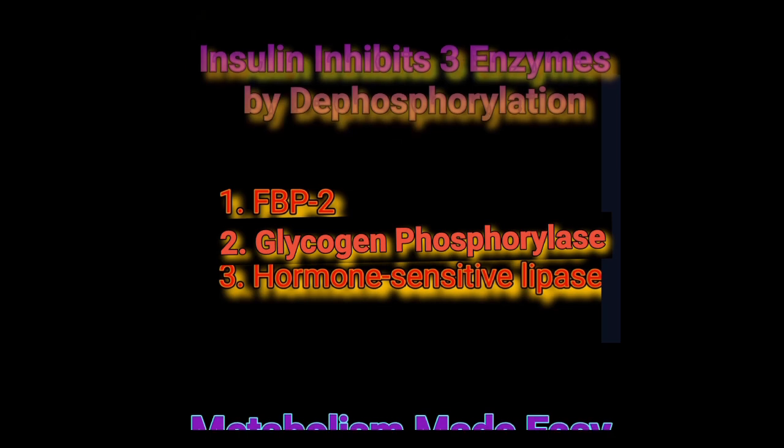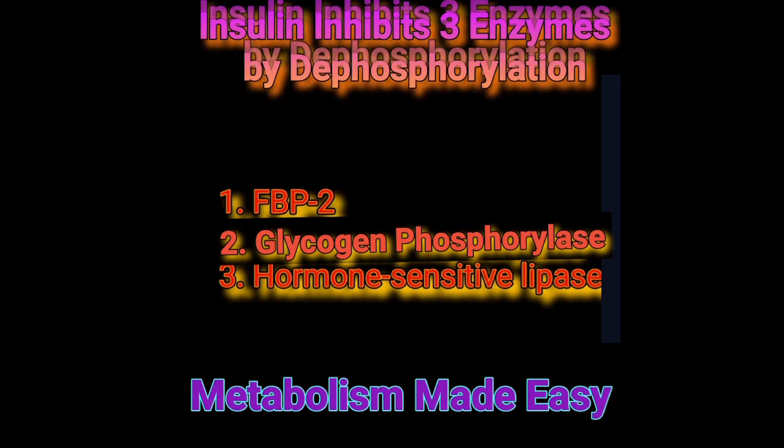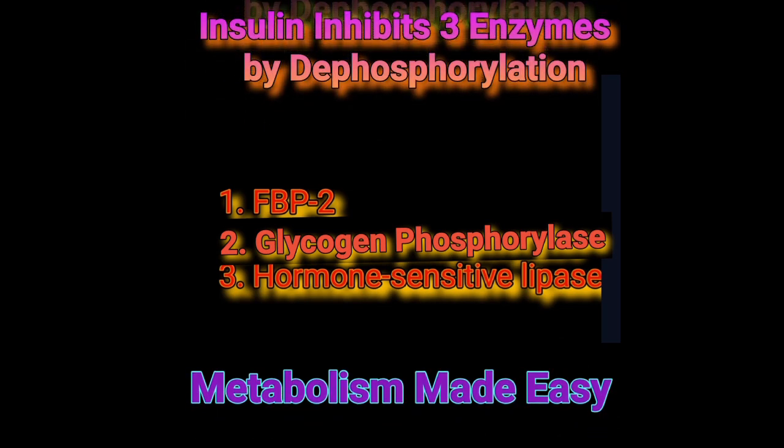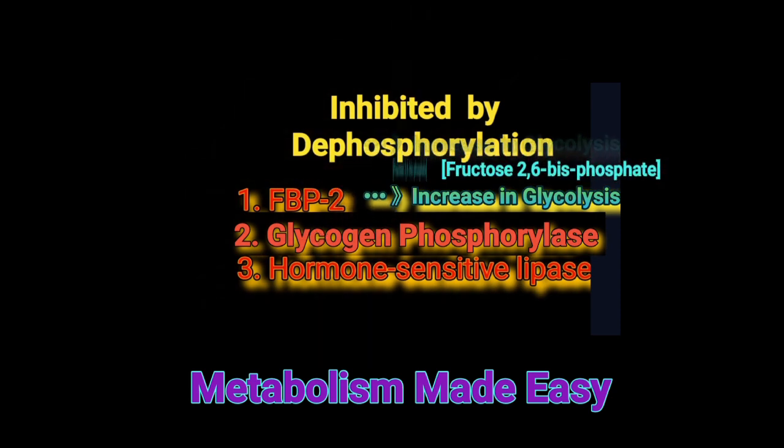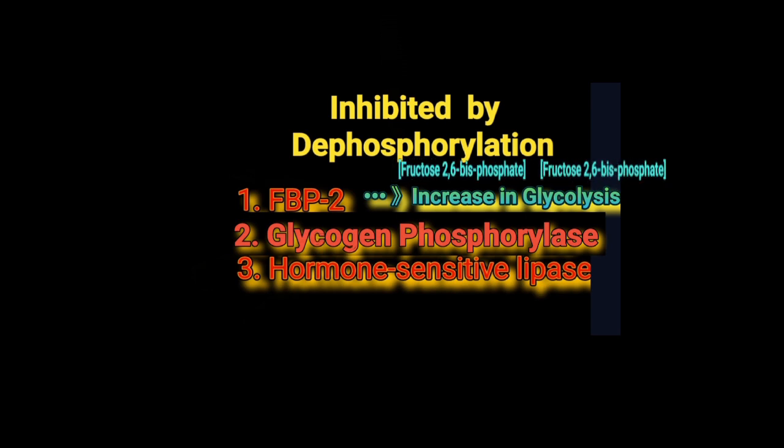Through a cascade of post-receptor events, insulin inhibits 3 enzymes by promoting their dephosphorylation. Those 3 enzymes are fructose bisphosphatase 2, glycogen phosphorylase, and hormone-sensitive lipase. Inhibition of fructose bisphosphatase allows the accumulation of fructose 2,6-bisphosphate, required for activation of glycolysis and PFK1.